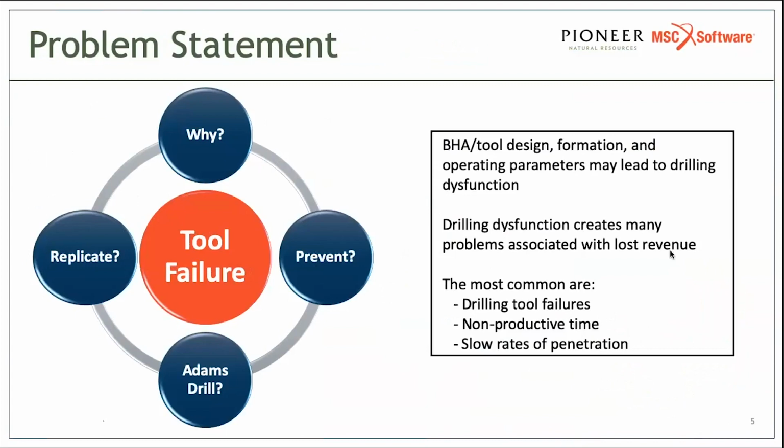Parameters that lead to drilling dysfunctions include BHA or tool design, the drilled formations, and operating parameters. Dysfunctions create many problems associated with revenue. Most common problems are drilling tool failures, non-productive time, and slow rates of penetration. When a tool failure happens, we mostly don't have a consistent method to understand why the failure happened, how to replicate it, and how to prevent it for the next time.